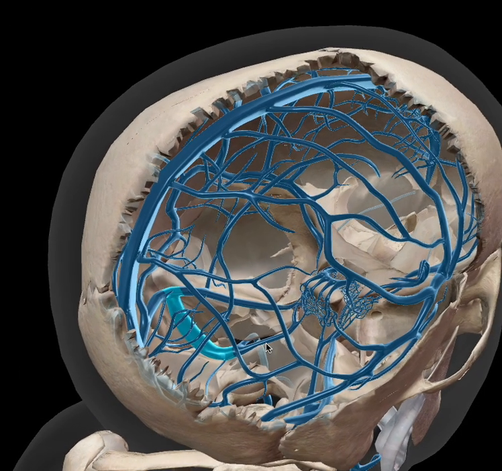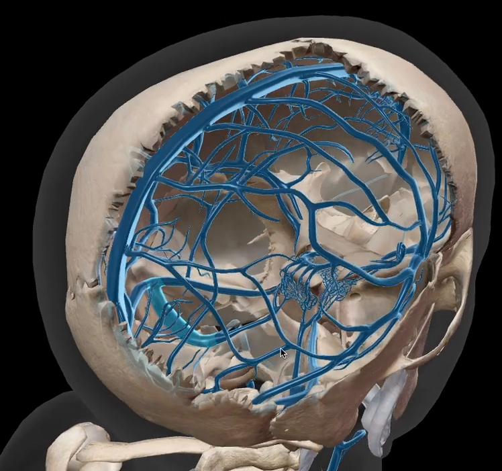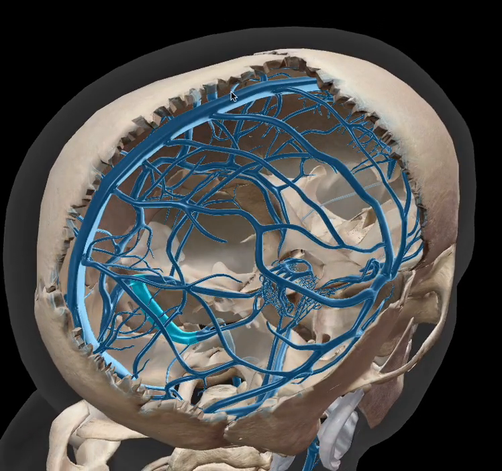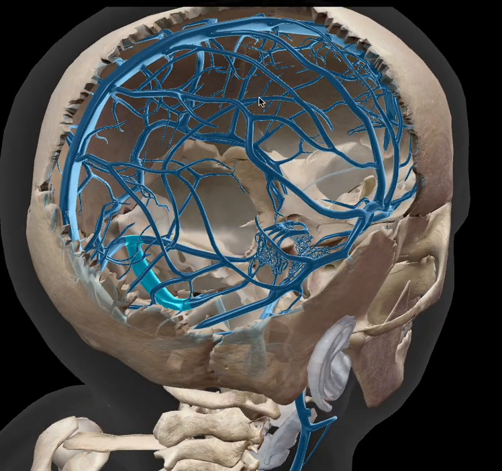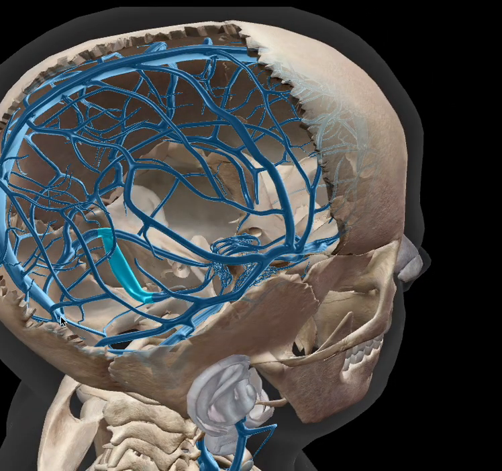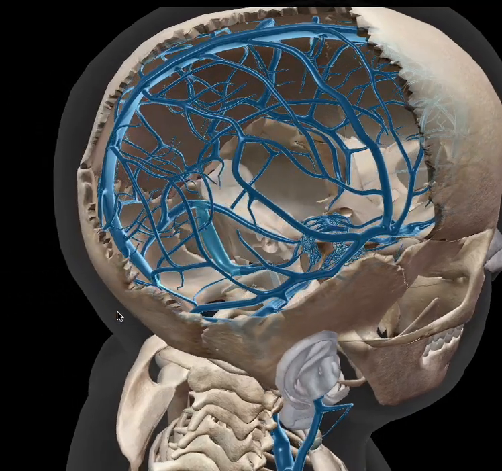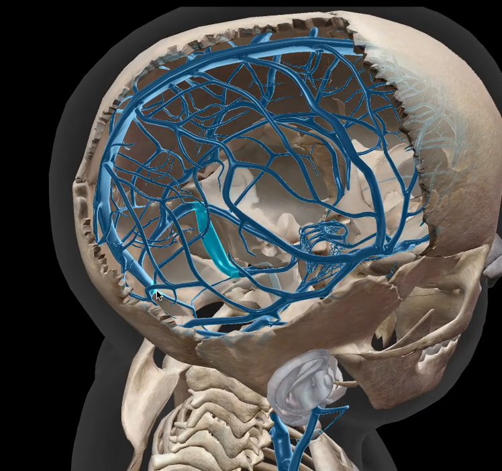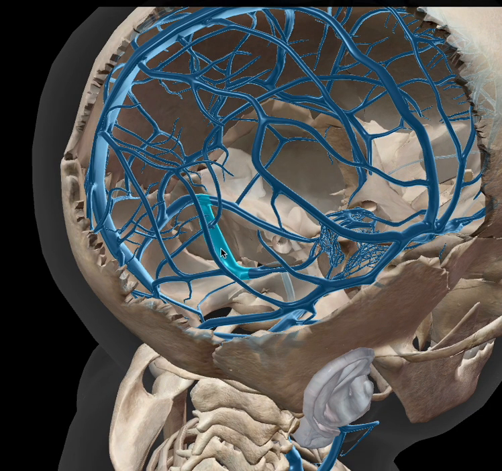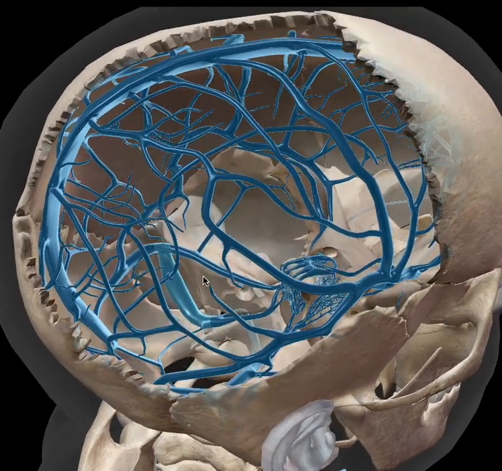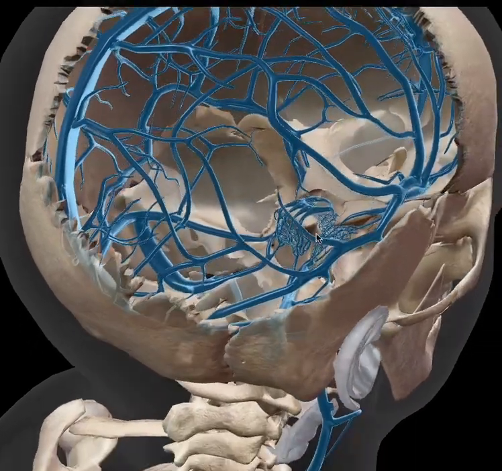Again, zooming out for some context, here's our superior sagittal sinus. Here's our inferior, right there. Remember, those are going to come together and meet at our confluence of sinuses here. Radiating out from that, we have our two transverse sinuses. The two transverse merge and continue as the sigmoid sinus. And now we're ready to leave the skull, ready to leave the inside of the cranium.